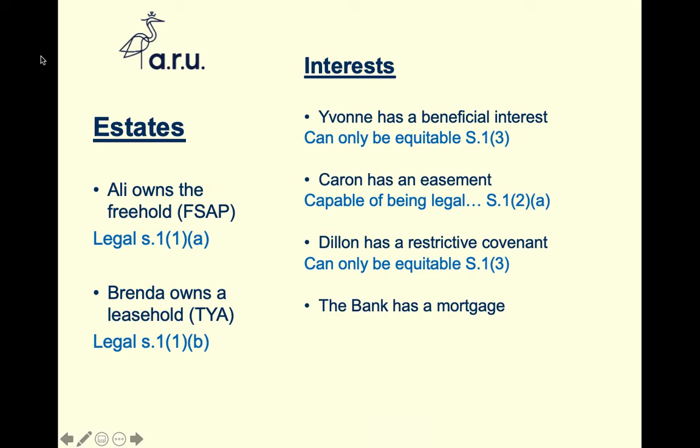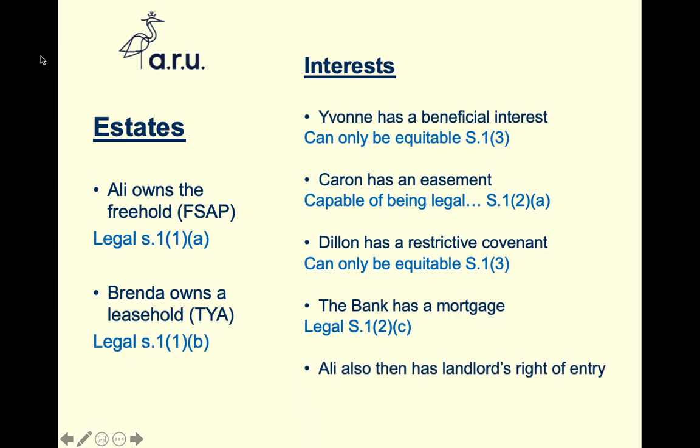And finally, the bank's mortgage. The bank will have a mortgage, the interest in the property, in return for money. We know that that is a very strong hold in the land. It's not legal estate under Section 1.1a, but it is legal interest under Section 1.2c, and that protects their hold in the land in return for the purchase price.